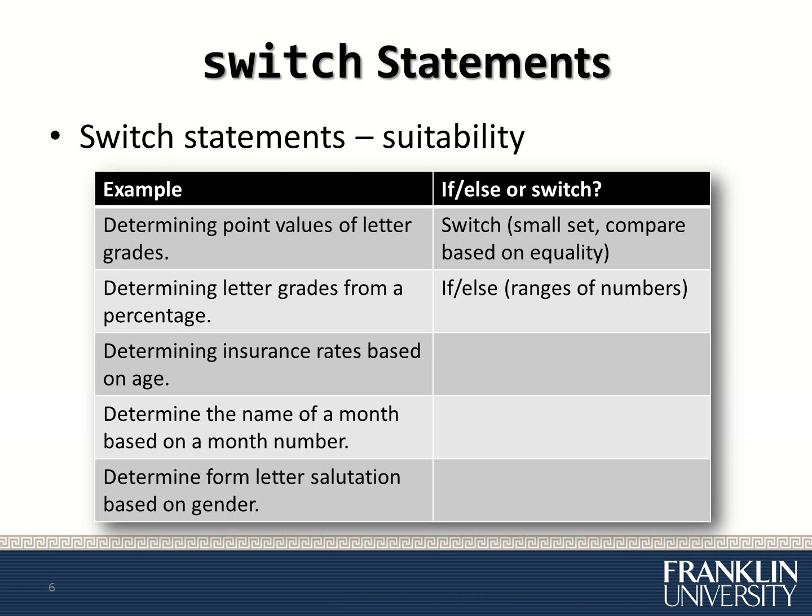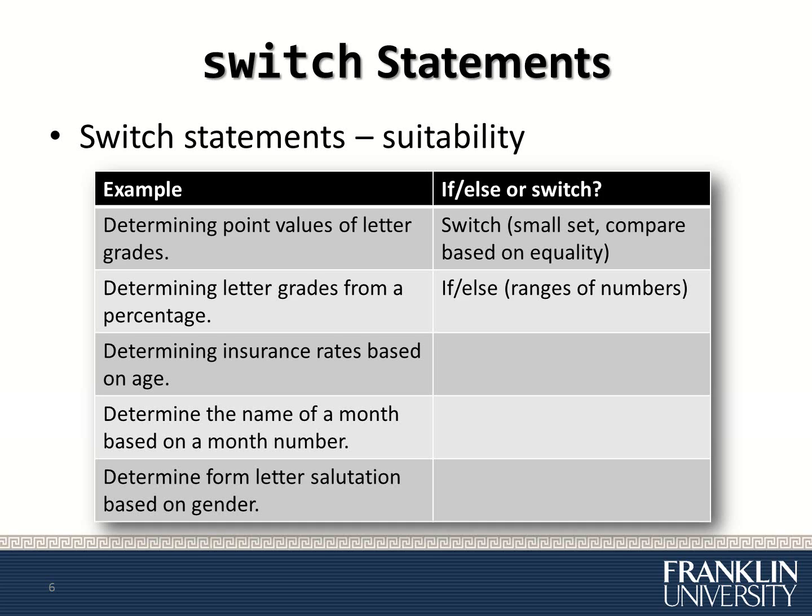If we used a switch, we'd have to list all of them. 89, 88, 87, 86, 85, and so on, all the way down to 80. And that's a lot to do. It's much easier to test a range using some relational operators and Boolean logic.